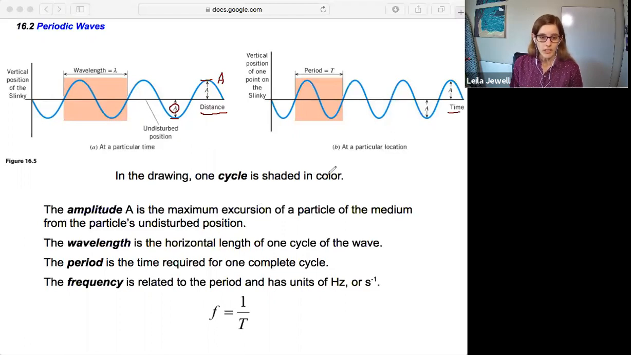The wavelength, then, is the horizontal length of one cycle of the wave. So the wavelength is measured when we are looking at distance over here. So we have distance, and because we are looking at a function of distance at our snapshot picture of this, if we measure one full cycle, that will give us our wavelength.